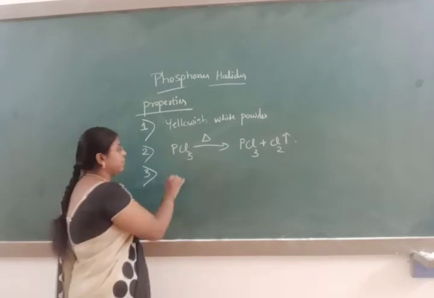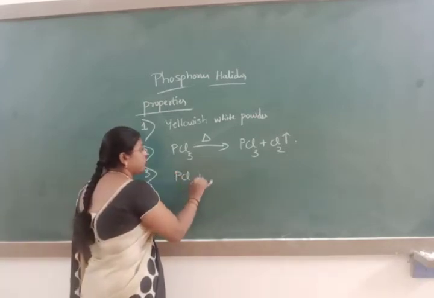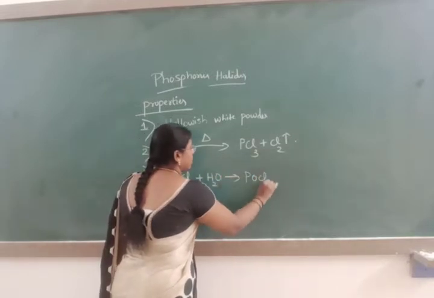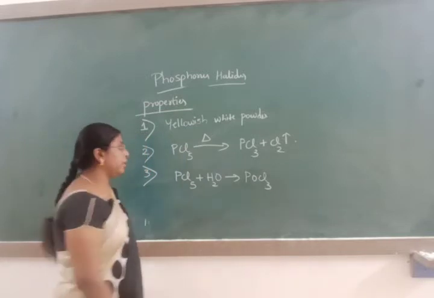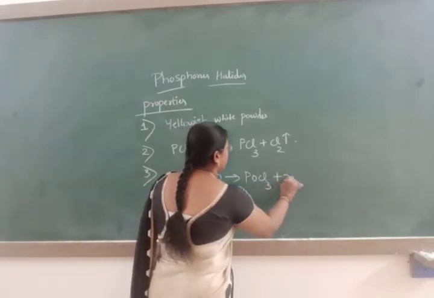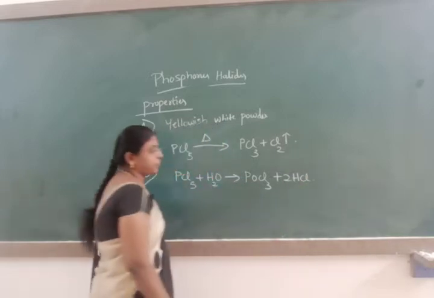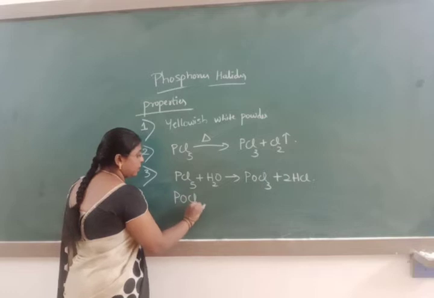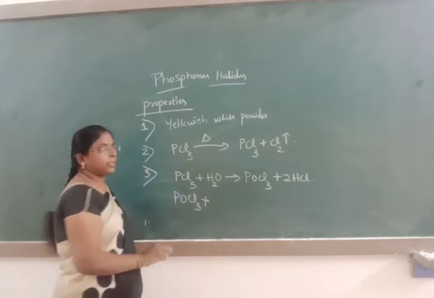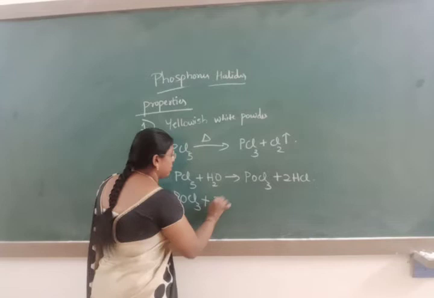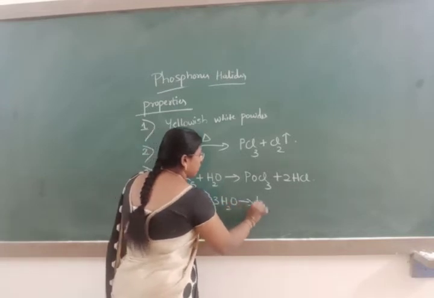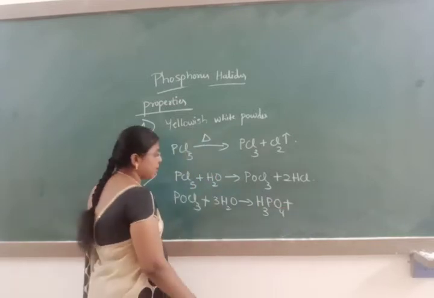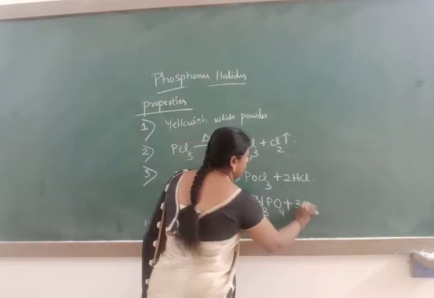PCl5 reacts with water to form POCl3, phosphoryl chloride. Along with that, HCl is obtained. If the obtained phosphoryl chloride is further reacted with excess water, it forms phosphoric acid, H3PO4. Along with that you get HCl.